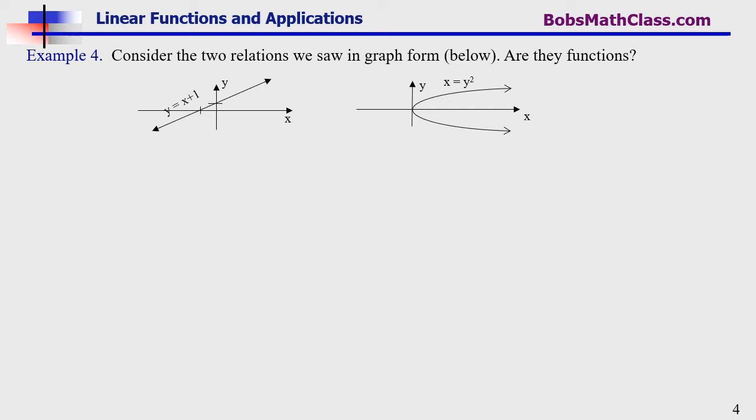So the issue is, for a relation to be a function, they cannot have the same x coordinate. Two points on the graph cannot have the same x coordinate. So we're going to look at the graph, and then in the next slide we're going to talk about a little easier method to determine if it's a function or not.